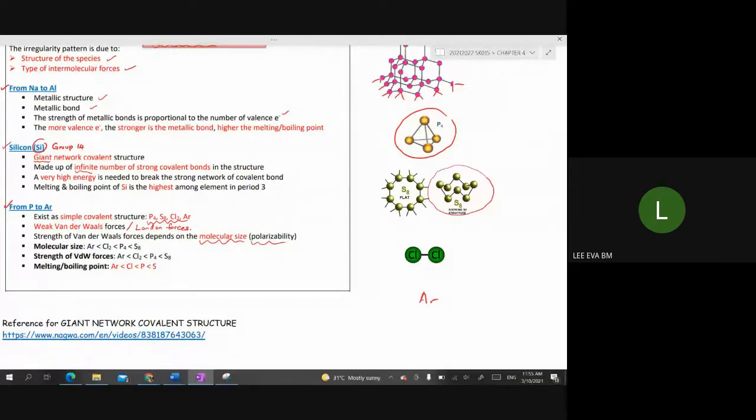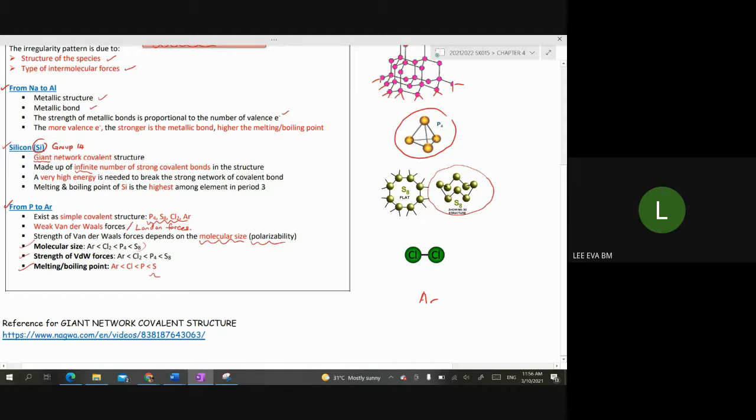Okay, therefore the melting point will go accordingly this way. You see molecular size, argon is the smallest, but sulfur is the biggest because of S8. You can try to calculate the molecular mass, then you will see sulfur has the bigger mass. And then the strength of van der Waals forces increases also from argon to chlorine to phosphorus P4. Then the biggest one or the strongest one, we can have S8. Last one, melting point for sulfur is the strongest.